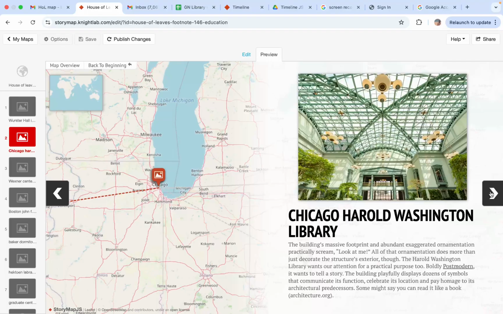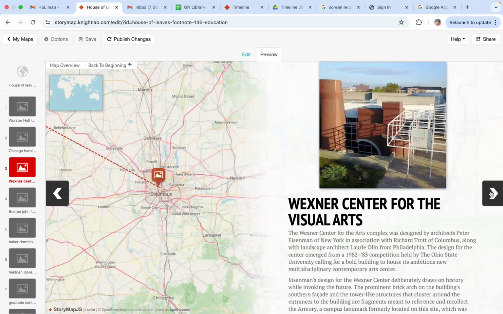The Chicago Herald Washington Library. So another thing I noticed doing this was a lot of these buildings have kind of changed. Like if it was a university, it may have been renamed since the publication of this book. Here it is, the Wexner Center for the Visual Arts.